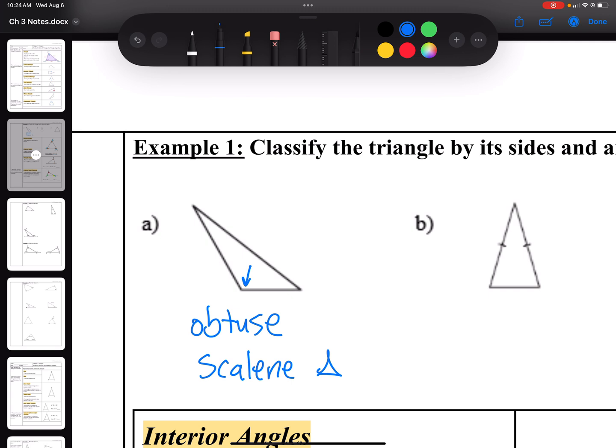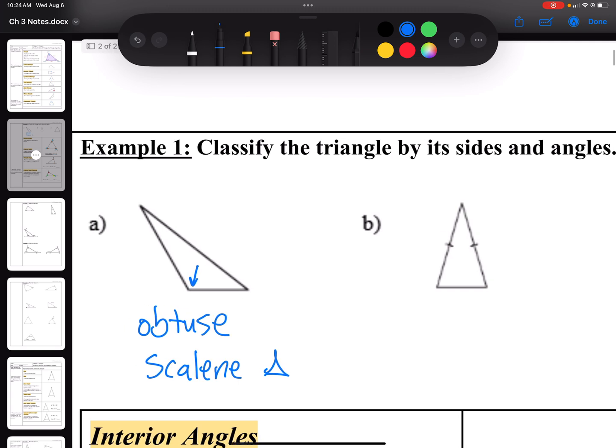B. It has 2 equal sides, which means it's isosceles. And it looks like that angle is less than 90, that angle is less than 90, and that angle is less than 90. So that means all 3 angles are less than 90, which means it's acute. And it's an acute isosceles triangle.